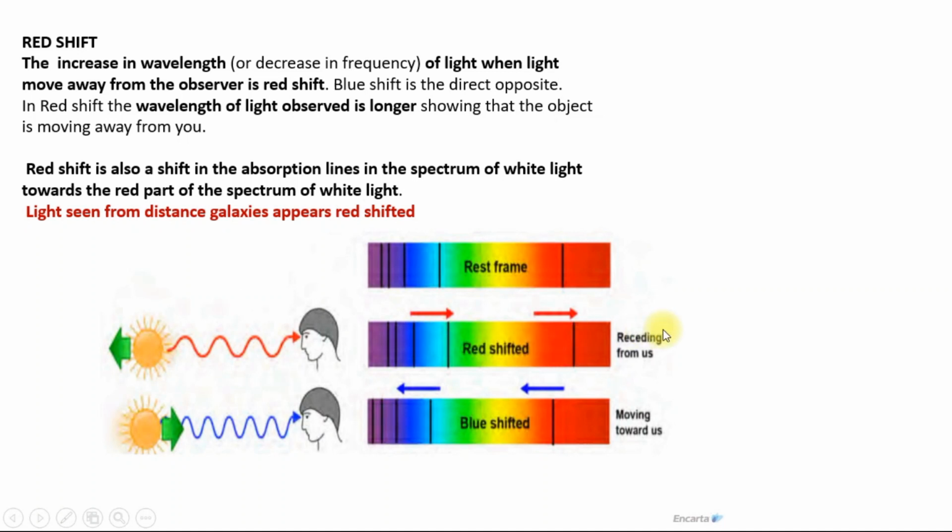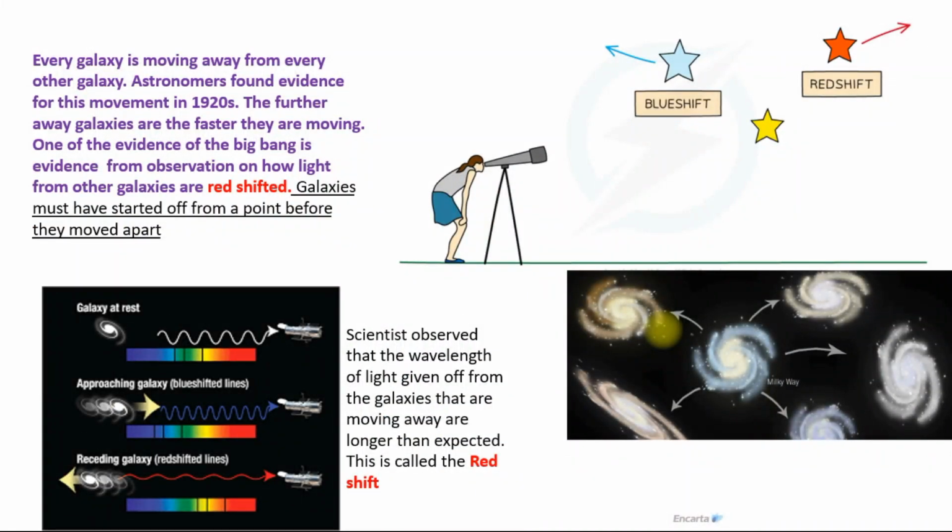That is also a red shift. So light seen from distant galaxies appears red shifted. Now, in 1920, astronomers found this evidence. They discovered that the galaxies that are furthest are moving faster because they are greatly red shifted. That is, the wavelength of light coming from them is much longer.